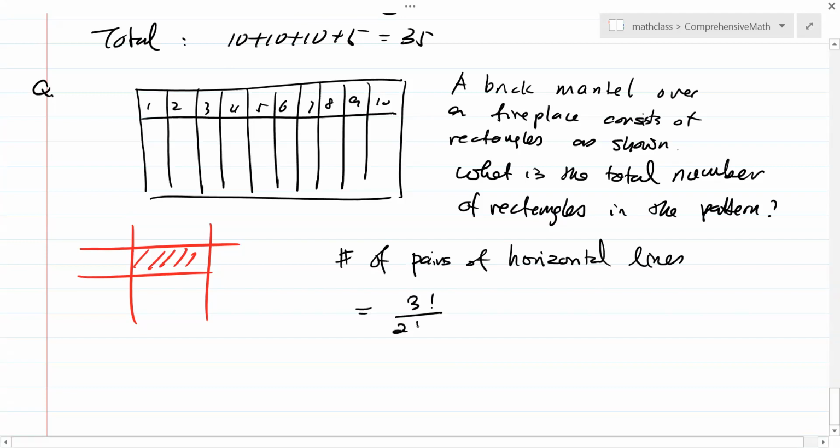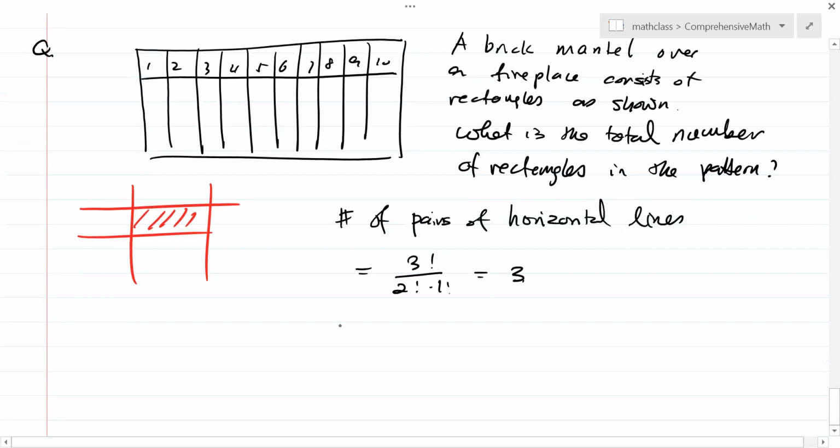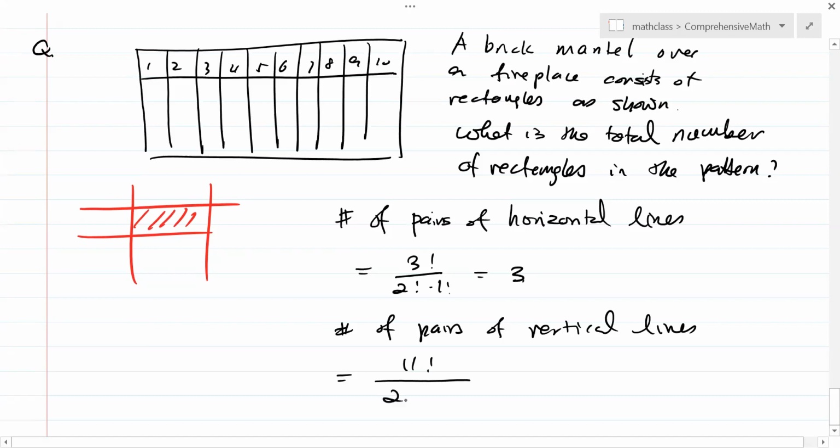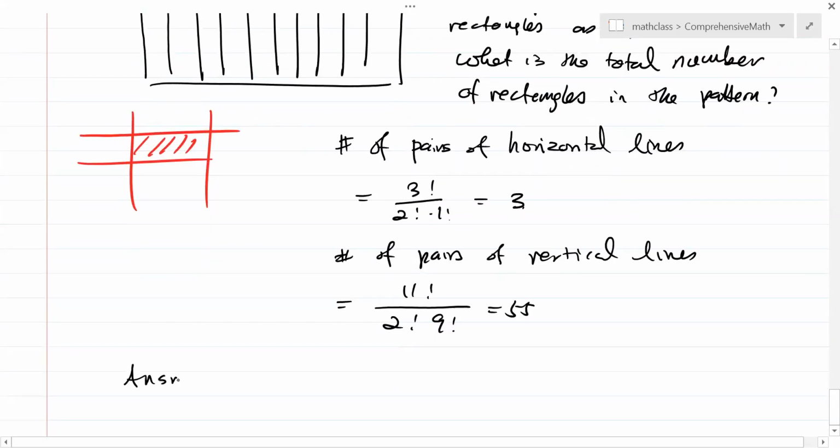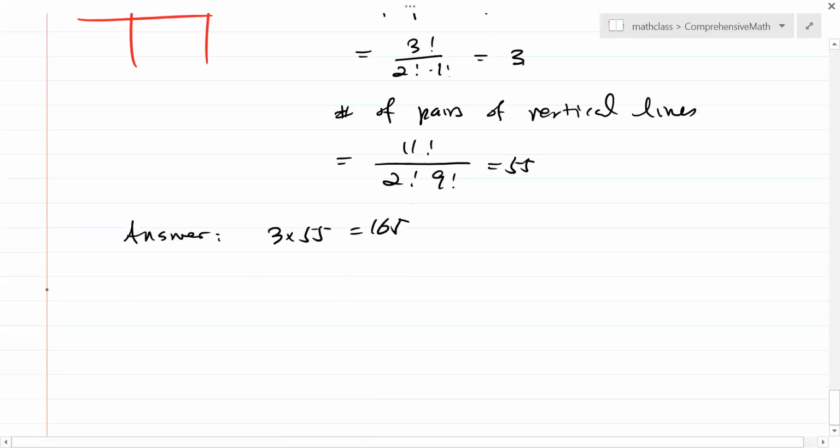Is going to be, now how many, three lines. So actually 3 factorial over 2 factorial times 1 factorial, right? So actually 3, you can count them directly. Then the number of vertical lines is going to be how many lines there are, actually 11. 11 lines, 2 factorial and 9 factorial. Now, after you simplify, 55, okay? So the answer is 3 times 55, which is 165, okay, got it?